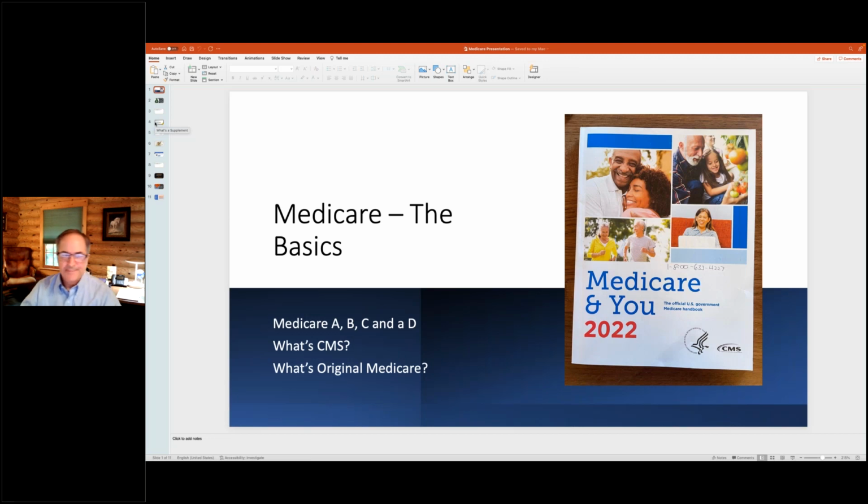Oh, one thing. This is important also. I said earlier that you can change a Medicare supplement policy any time of the year. There's a caveat.